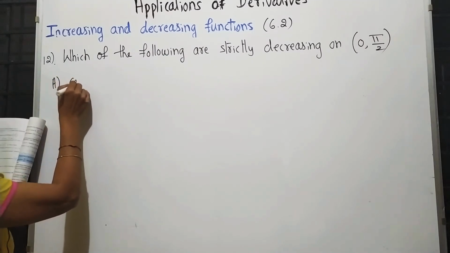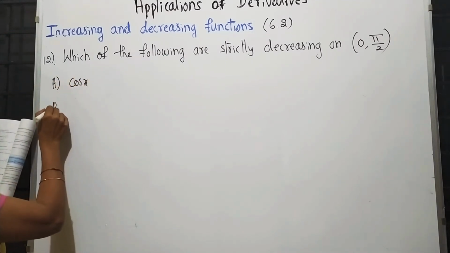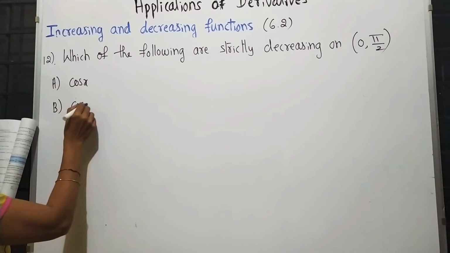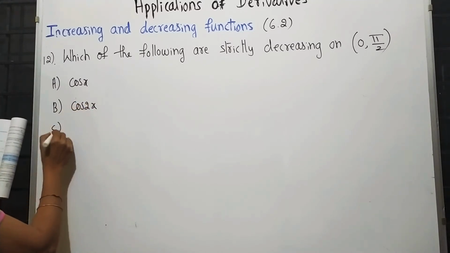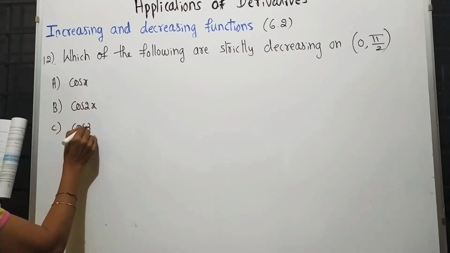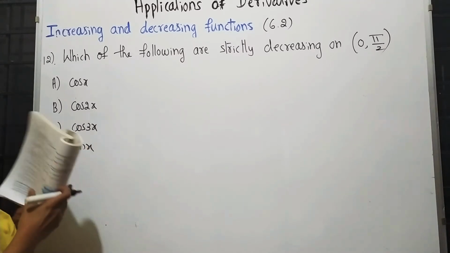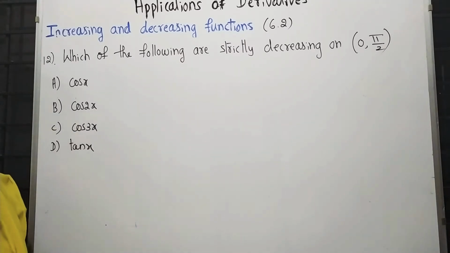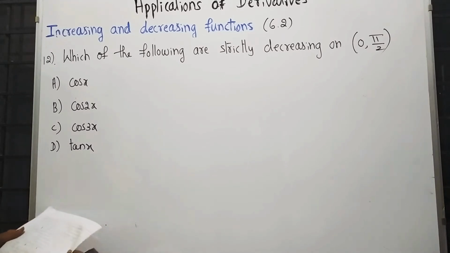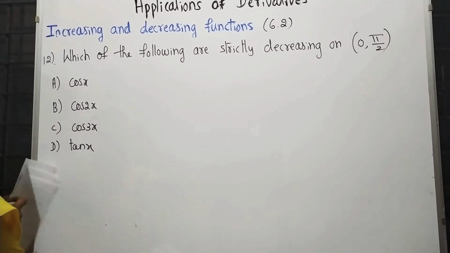First one is cos x, second one is cos 2x, third one is cos 3x, fourth one is tan x, and I will solve each question one by one. First we have to move it for cos x. So differentiate cos x. See what is your answer.